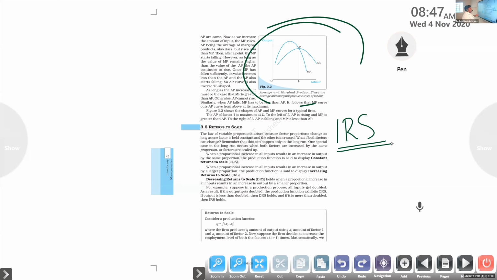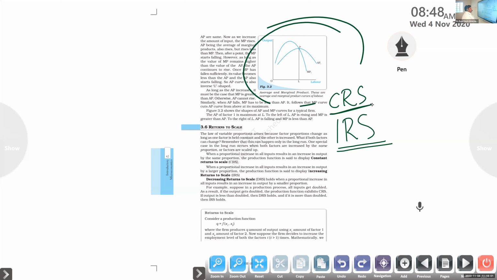So in the first case it is called CRS, constant returns to scale, where the proportion of input that we used directly reflects on the proportion of the output. Almost the same, so it is called constant returns to scale. Next one, IRS. What is that? Increasing returns to scale. Comparing with the proportion of the inputs, we are able to get some more output, more than the CRS. At that time we call it IRS, increasing returns to scale.